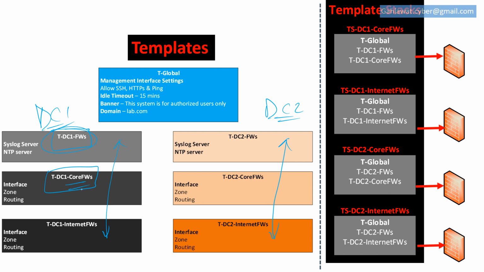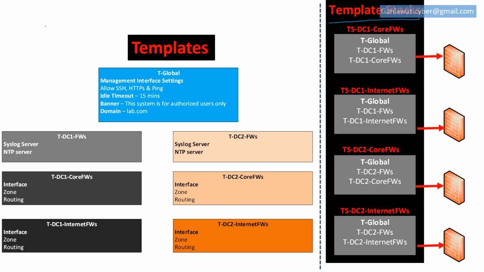Then for the individual firewalls in DC1, we will create additional templates. For the core firewalls, we will have one template which will consist of the settings for the interface IPs, subnet mask, the routing, the zones, and another template for the DC1 internet or the DMZ firewalls. The same way for the DC2 as well. Then once these templates are defined, we will combine these in various template stacks.